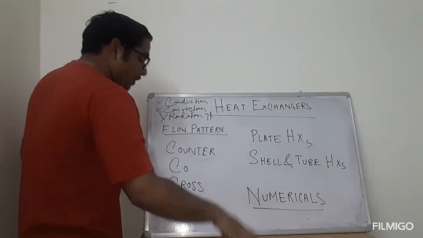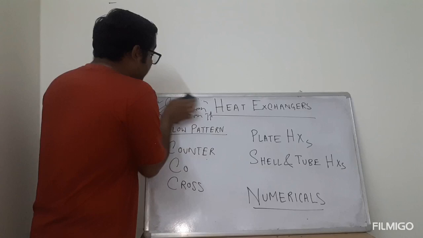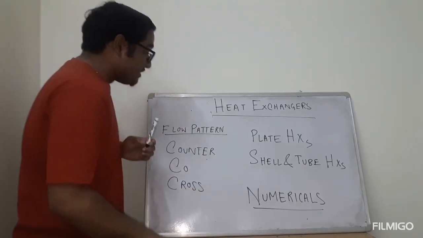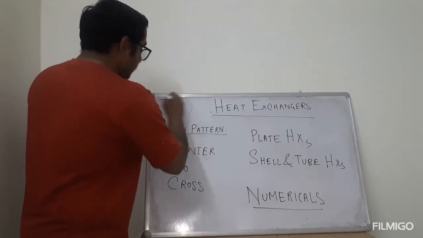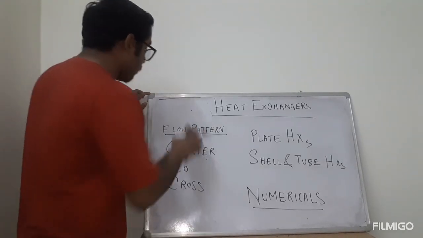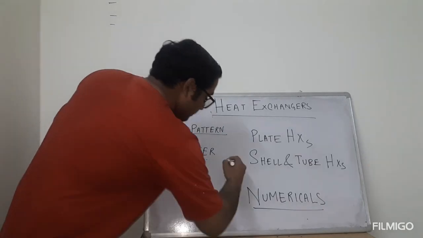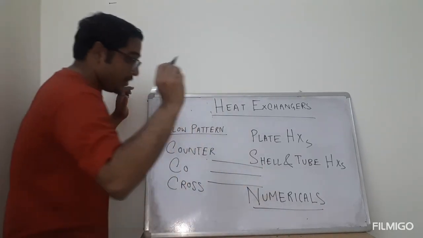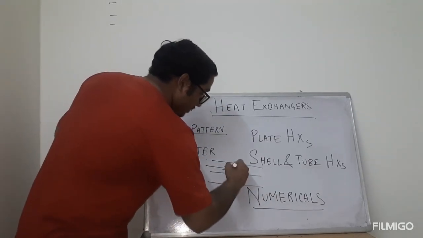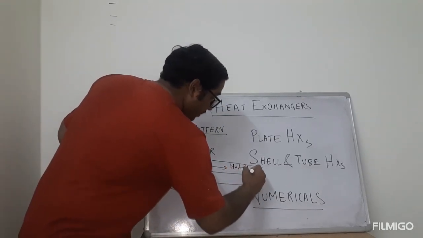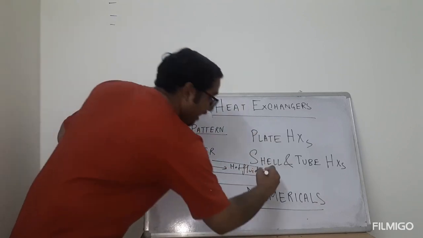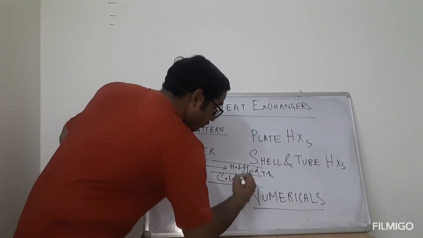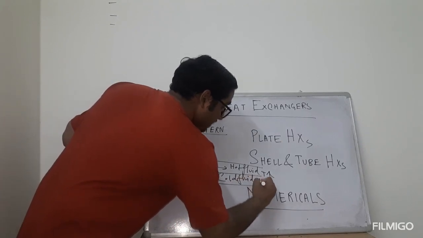Now, a heat exchanger can be a direct contact type or an indirect contact type heat exchanger. As we go into the domain of heat exchangers, I would like to describe the structure of a heat exchanger. So a heat exchanger is basically two fluids flowing. One is the hot fluid, as the name suggests, at a higher temperature. And one is the cold fluid, which is at a lower temperature.